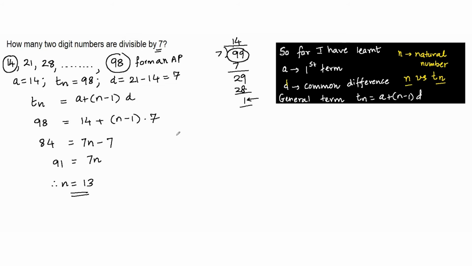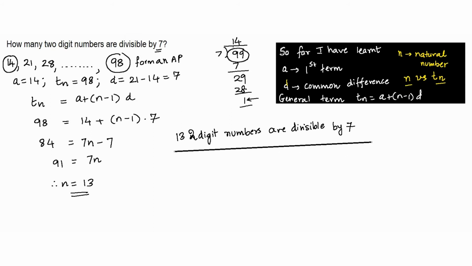So from this I found that 13 two-digit numbers are divisible by 7, right? So this is how I solve this particular question. Pausing for a minute before I move on.